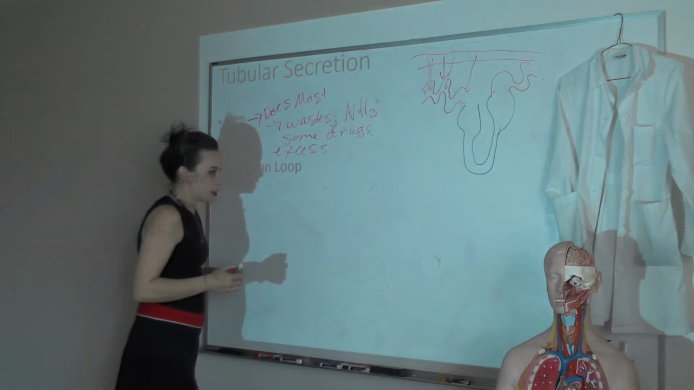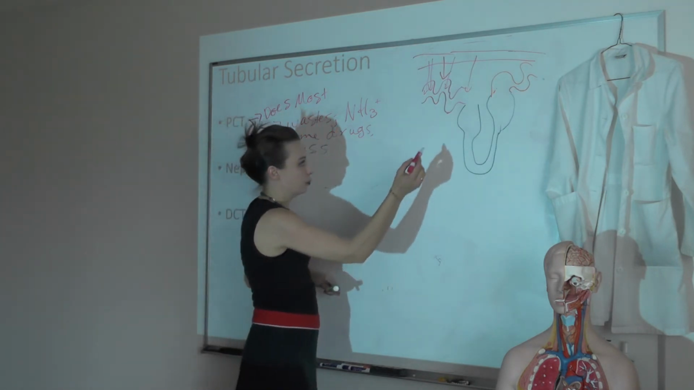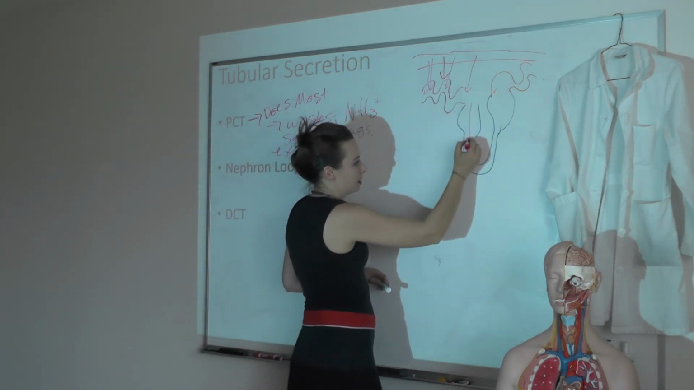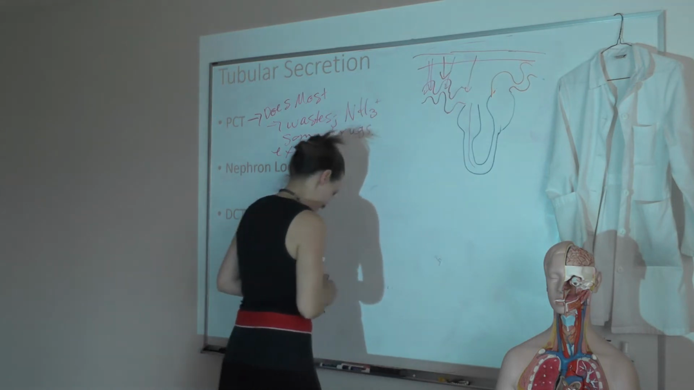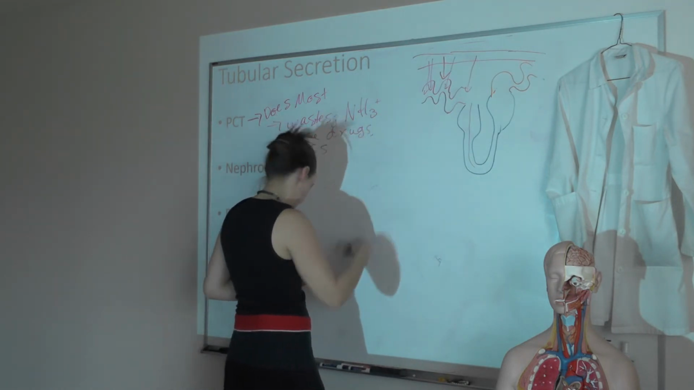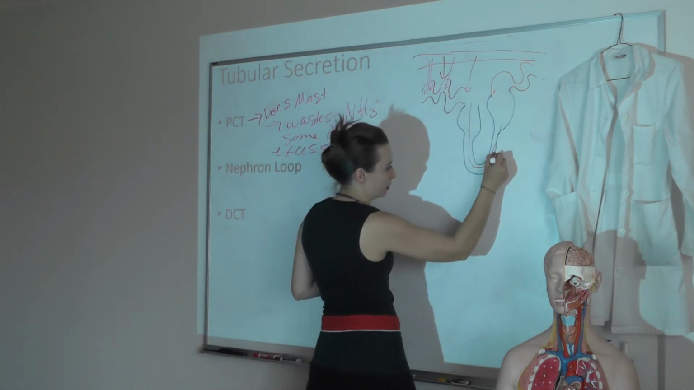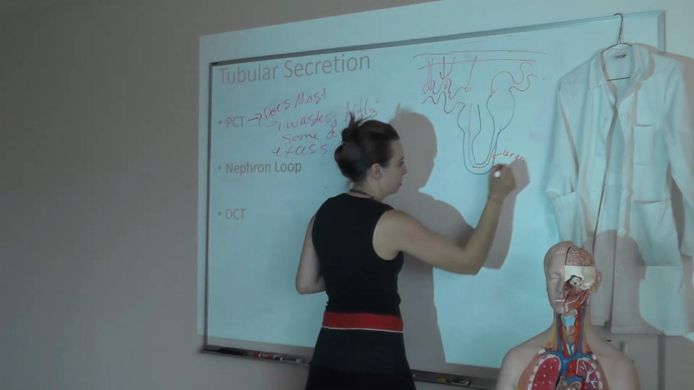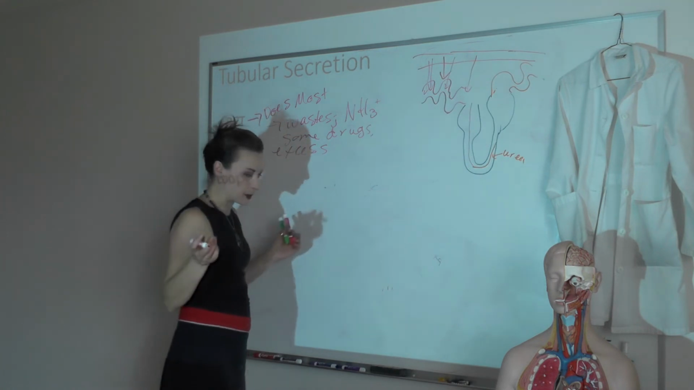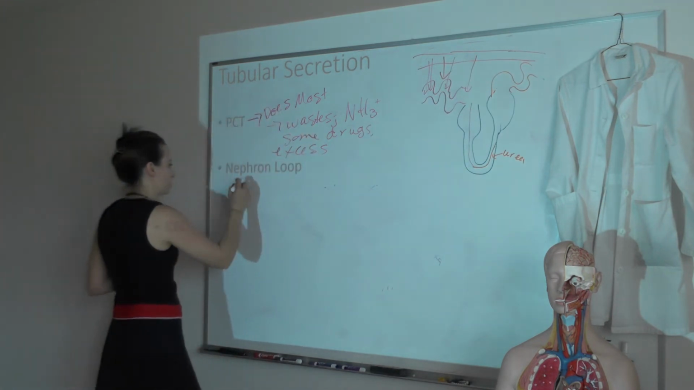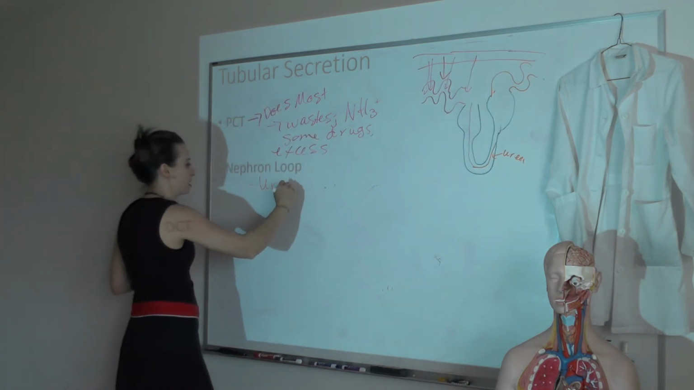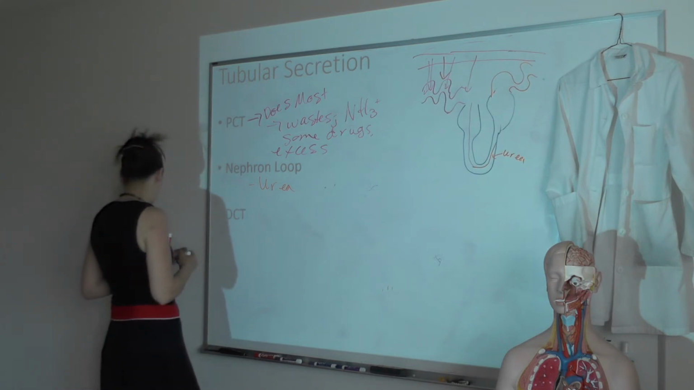Now when we enter the nephron loop, nothing is going to be secreted, except for, well, not in the descending limb. And then when we turn around and come up the ascending limb, there's a little bit of urea secretion. So that's part of urea recycling, again, that we're not really going to go through. But you can just be aware that urea can be secreted into the ascending limb of the nephron loop.